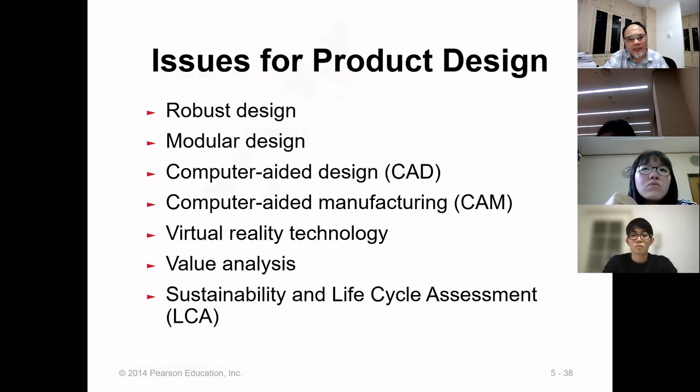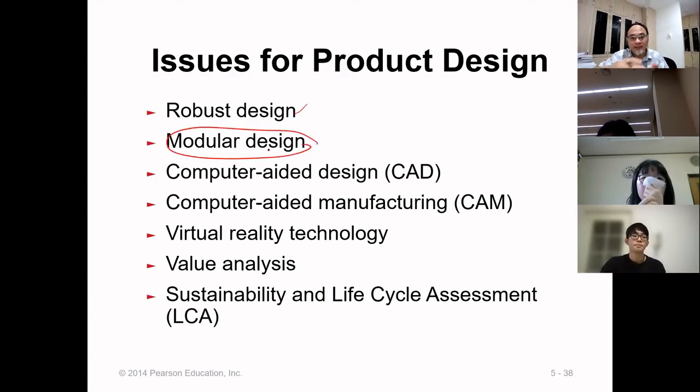Some of the issues for product design, because product design is very wide. There are so many aspects in product design. I mentioned just now that we need to have robust design, and today we talk about modular design. Modular means it's no more breaking parts into smaller parts, but it's modular. For example, in car assembly, this is the brake system, this is the engine, and so on. And we use a lot of computer-aided design and computer-aided manufacturing. VR technology, virtual reality, means you can view the product when it is being developed.